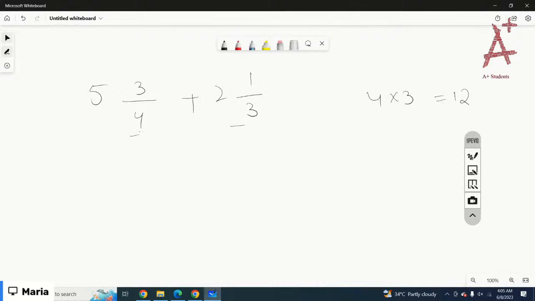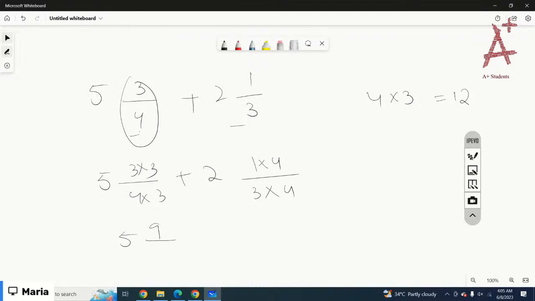Got it? So let's make their denominators 12. Here you have 4, so let's multiply this by 3. So it would be 5, 3 times 3 and 4 times 3. Here you have 3, so you have to do 3 times 4 makes 12. So it would be 5 whole 9 over 12 and 2 whole 4 over 12. Got it? Now you can add whole numbers to whole numbers. 5 plus 2 makes 7, and you can add 9 over 12 plus 4 over 12. You can add the fractional part.